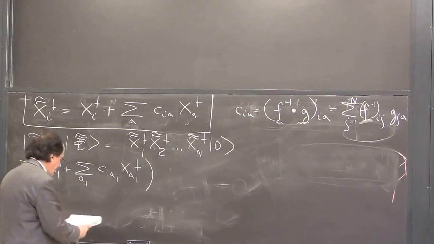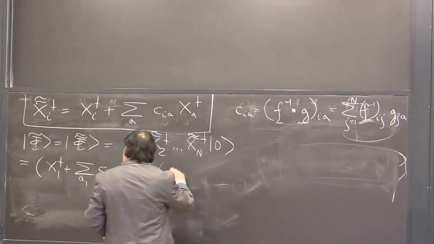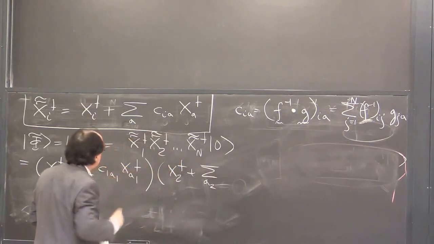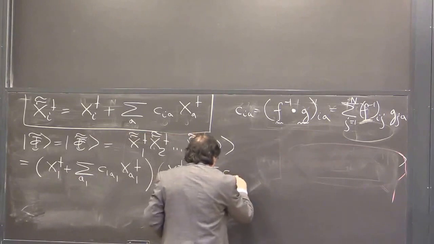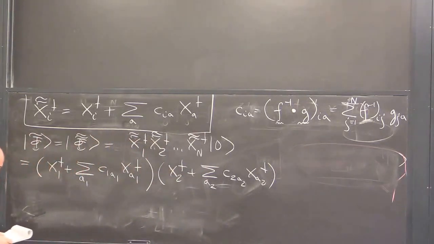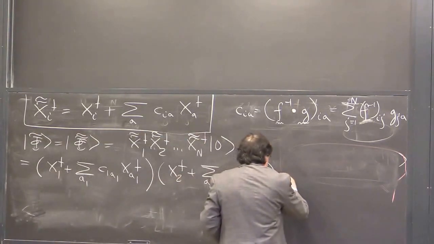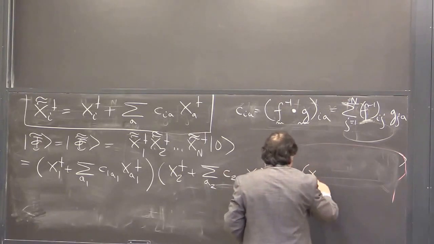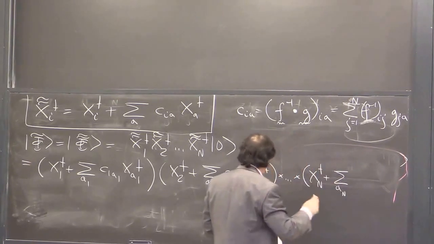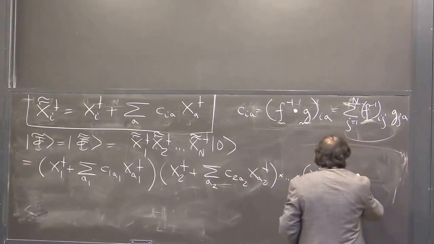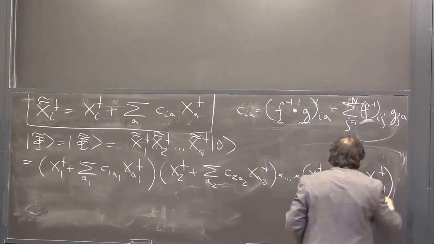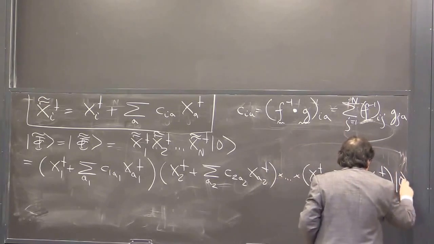Then for the second one, we'll have x2 dagger plus a summation over, say, a2, those are unoccupied states, c2 a2 x a2 dagger. And then, of course, we continue. So the last term will be xn dagger plus a summation over an, meaning again the corresponding unoccupied states, cn an x an dagger. And all of this has to act on the true vacuum.